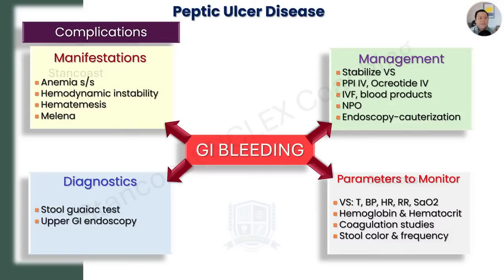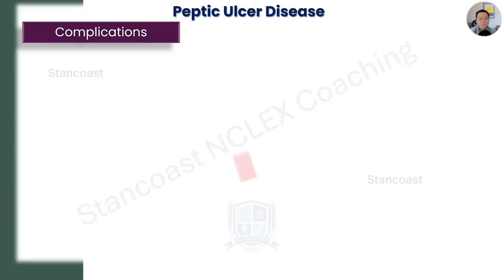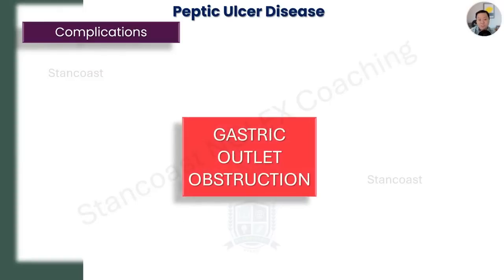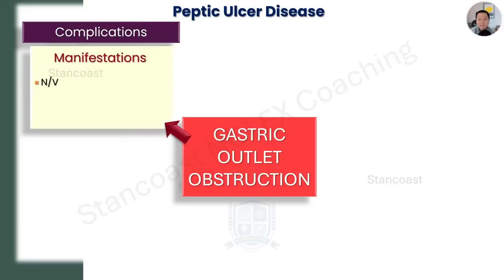Now, take note that there is another complication of peptic ulcer disease, which is the gastric outlet obstruction, which is going to be manifested by nausea, vomiting, especially vomiting of undigested or poorly digested food. There is also a feeling of fullness and early satiety. This can also lead to discomfort after having a small meal. Now, the patient here will also end up with weight loss due to the reduced nutrient intake.